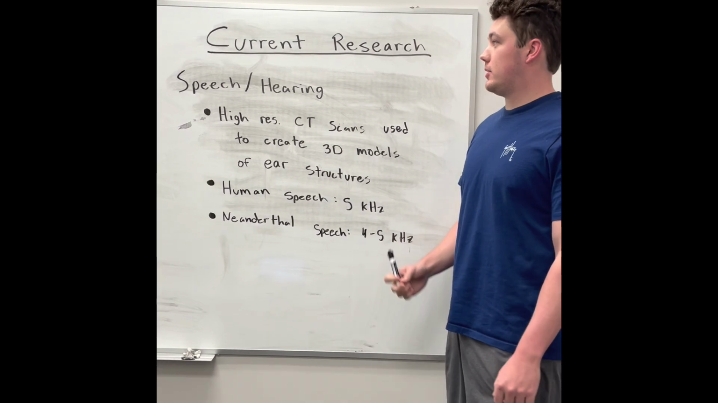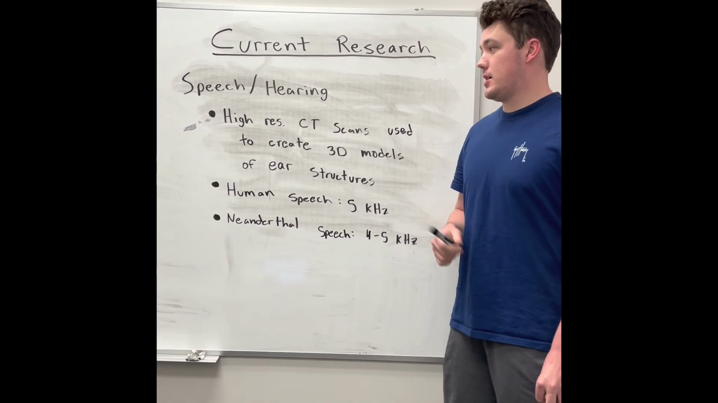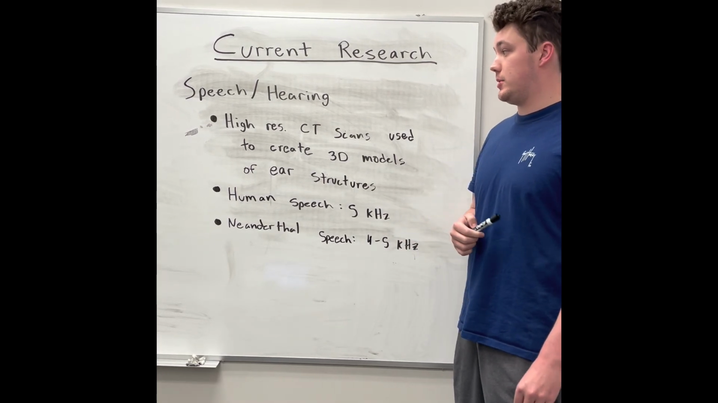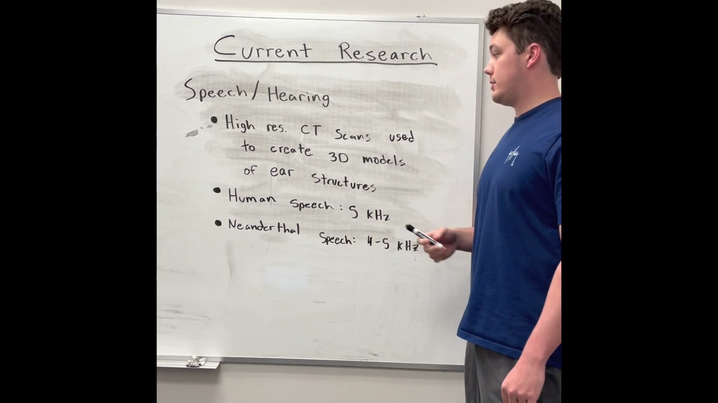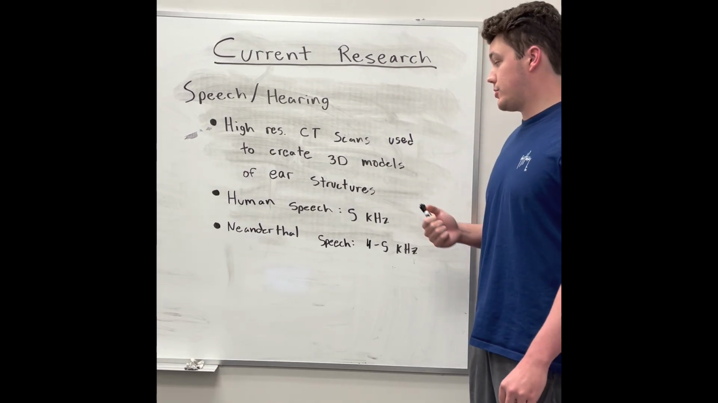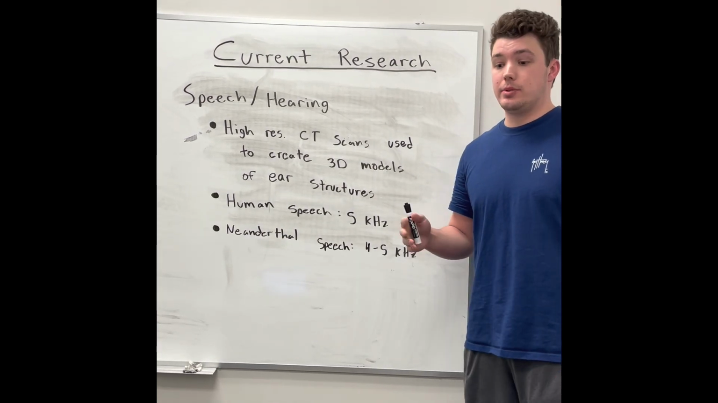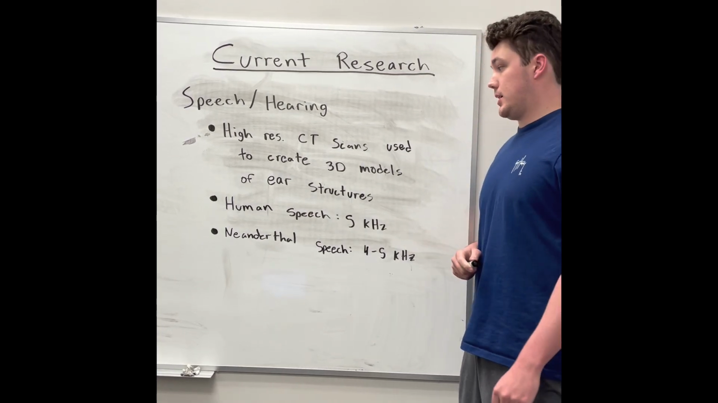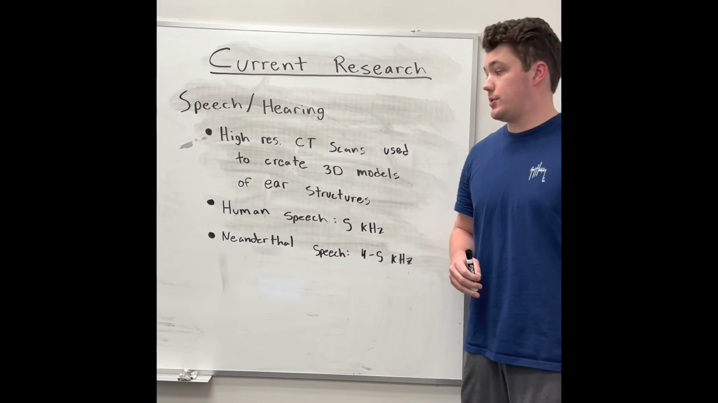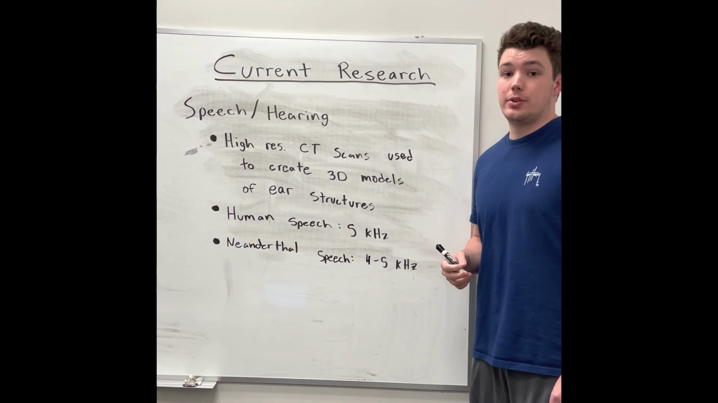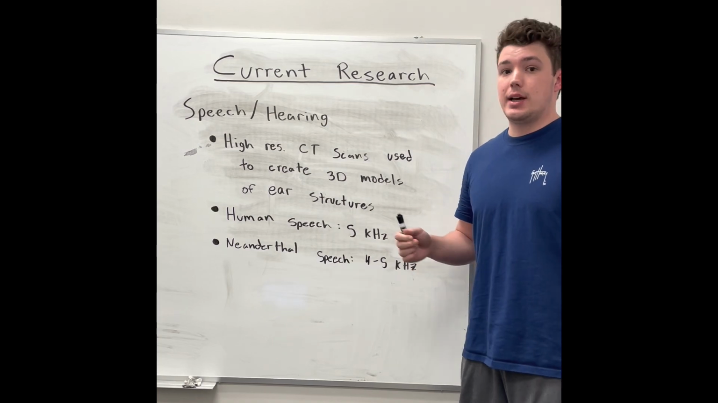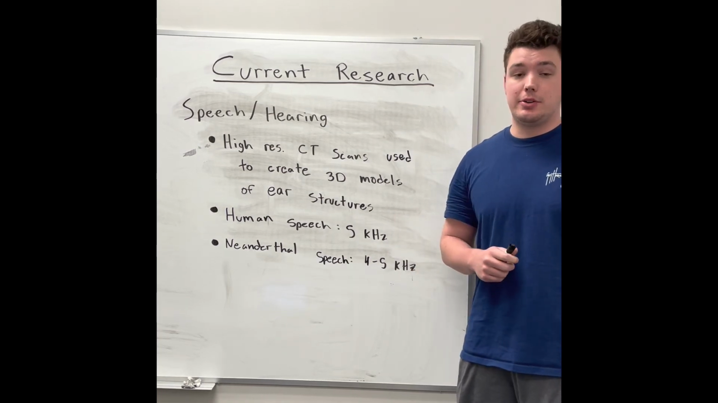Okay, so for our next topic on current research, we're going to be talking about speech and hearing and how researchers want to determine if Neanderthals could actually hear and speak the same as modern day humans. The first thing they did was high resolution CT scans, which they used to create 3D models of Neanderthal ear structures in order to determine the optimal hearing frequencies that they could hear. It's important to note that human speech occurs around 5 kilohertz, and using these 3D structures, they were able to determine that Neanderthals had a greater sensitivity to frequencies around 4 to 5 kilohertz, which basically concludes that Neanderthals had the same hearing capabilities as modern humans today.